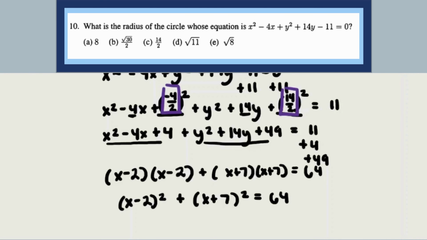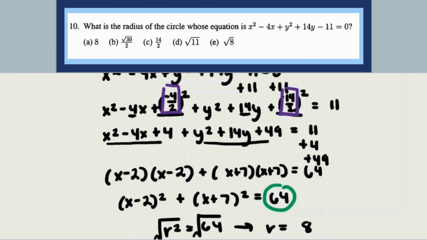Remember, to find our radius, with our standard form, the right side is always going to be equal to r squared. So we can set this up as r squared equal to 64. To solve for r, we'll just take the square root, and r will equal 8. And that will be our answer for number 10. The answer choice that corresponds to that is answer choice A.